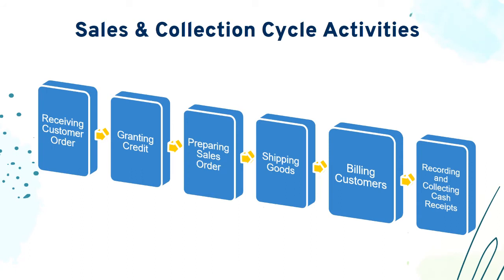The second thing that can help us to understand the internal control structure is by looking at the sales and collection cycle activities. Usually, there will be 6 steps in this cycle, starting from receiving the customer order, to granting the credit, to preparing the sales order, then shipping the goods, after that billing the customer, and the last one is recording and collecting the cash.